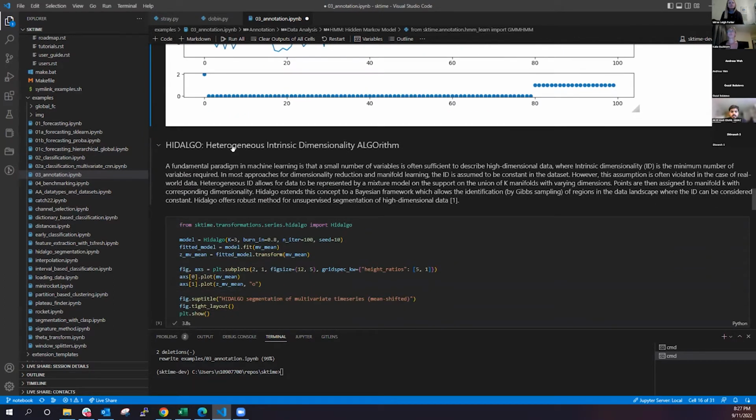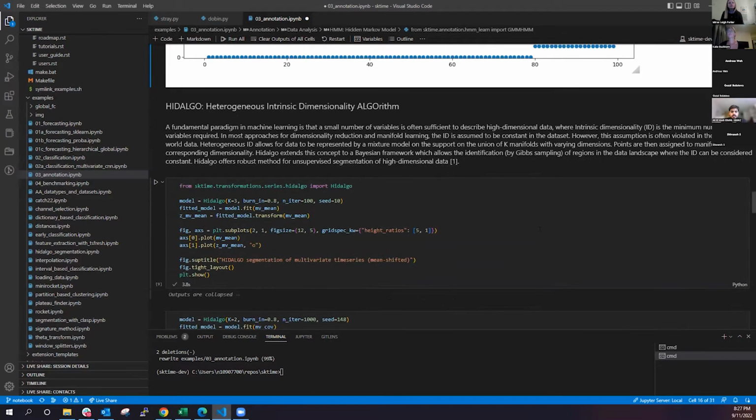So the next method is called Hidalgo. And basically this refers to what's called intrinsic dimensionality of data. And really it's just some sort of topological feature that describes the complexity and connectedness of the data as it exists in the data space. And really we're looking at the distances between some particular point and its neighbors and using that to infer the dimensionality of the manifold that these points exist on.